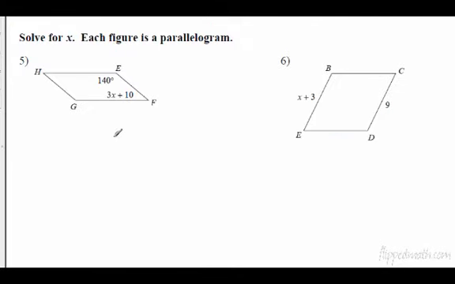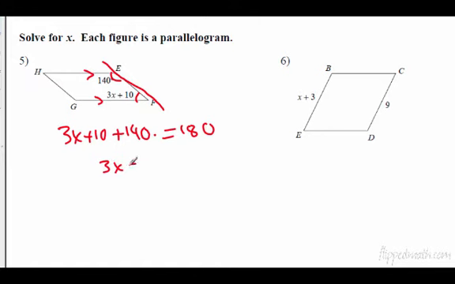All right, solve for x. Each is a parallelogram. Okay, now these angles here are consecutive. Remember, these are parallel lines. We have same side interior going on here. Here's a transversal. So they're supplementary. So 3x plus 10 plus 140 should equal 180 degrees. All right, so 3x plus 150 equals 180. So 3x equals 30. x is going to equal 10.